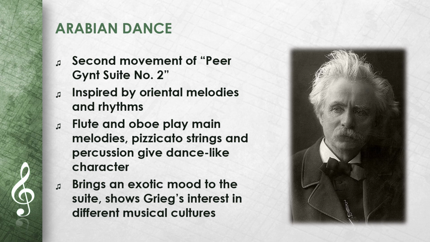Arabian Dance is the second movement of Grieg's Peer Gynt Suite No. 2. This piece is inspired by Oriental melodies and rhythms. The flute and oboe often play the main melodies, which captivate with their lightness and playfulness. Pizzicato strings and a variety of percussion instruments give the piece a dance-like character. Arabian Dance brings an exotic mood to the suite and shows Grieg's interest in different musical cultures.